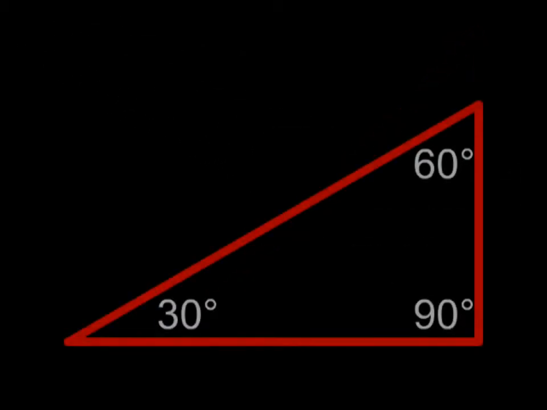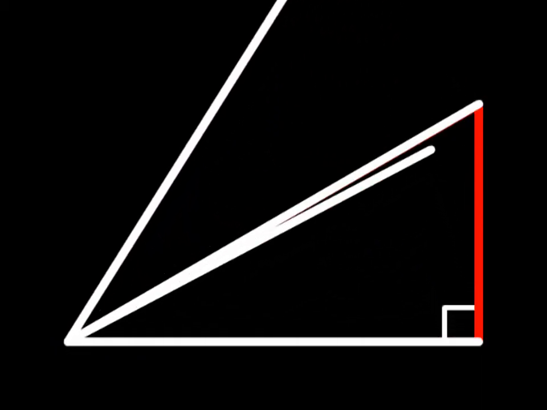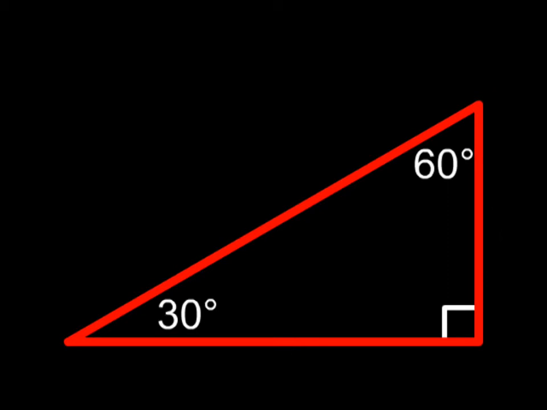Now it's time to take a closer look at the 30, 60, 90 triangle. Obviously, if you double the measure of the 30-degree angle, the result is 60. One side is also double the length of another. I'll assign a unit length of 1 to the shortest side, opposite the 30-degree angle.